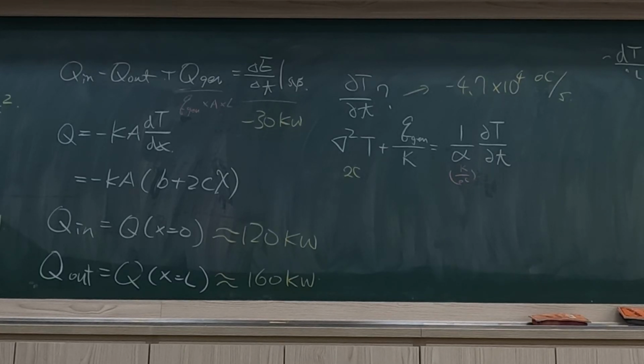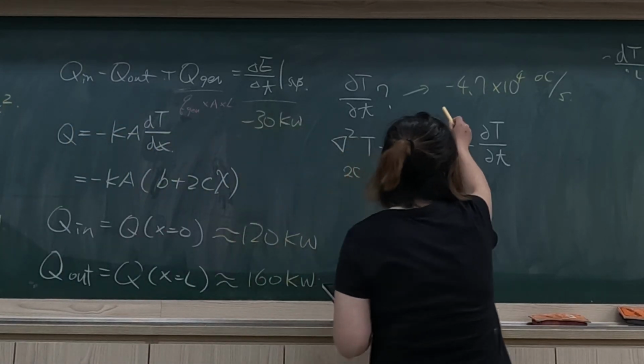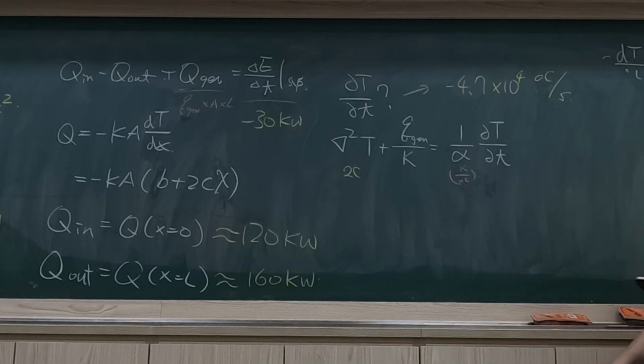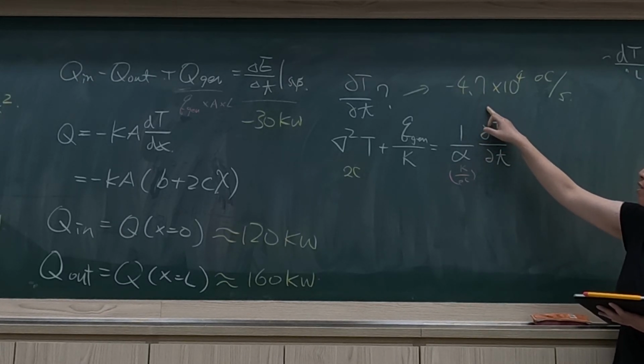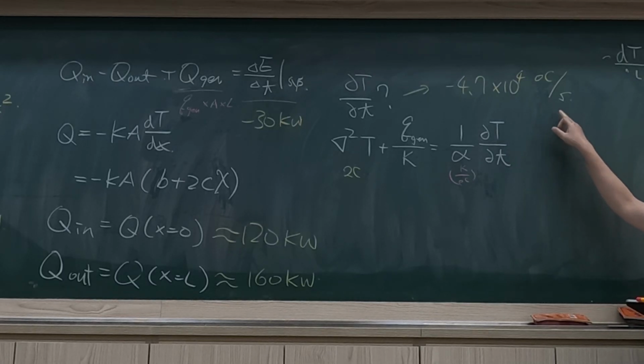Or you have Q generation inside. Then there's a minus sign here. It means how much the temperature is going to drop every second. So the temperature is slowly dropping, very slowly, 4.7 times 10 to the minus 4 degrees C per second.